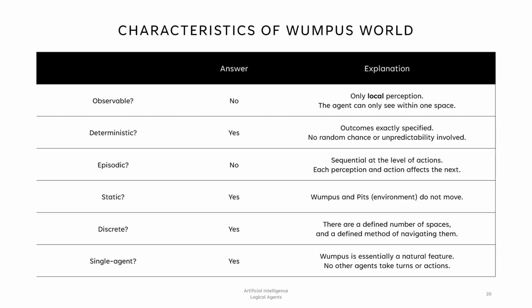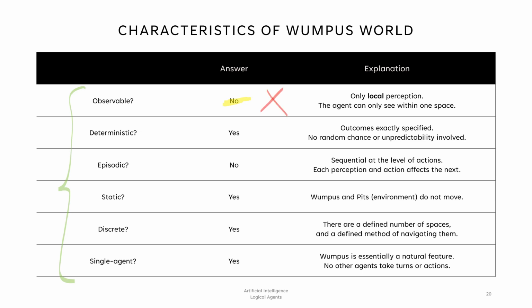So a couple characteristics of Wumpus World. These are some of the metrics that we use to evaluate or describe any given simulation, or maybe world rather. And here are some of the values for Wumpus World. First, is it observable? Well, no, not fully. We only have local perception. The agent can only see within one space, so no. Wumpus World is not observable.